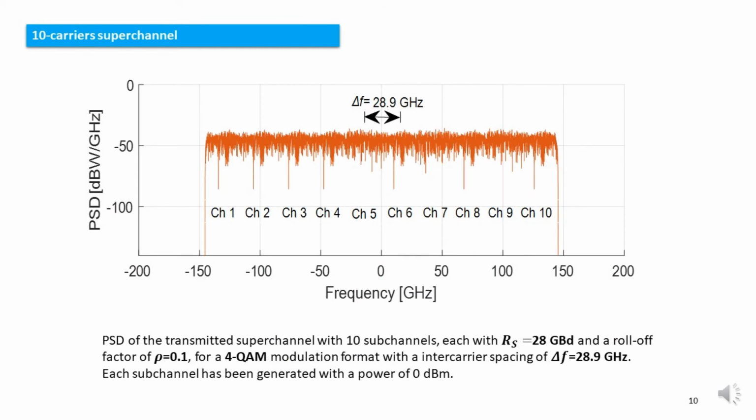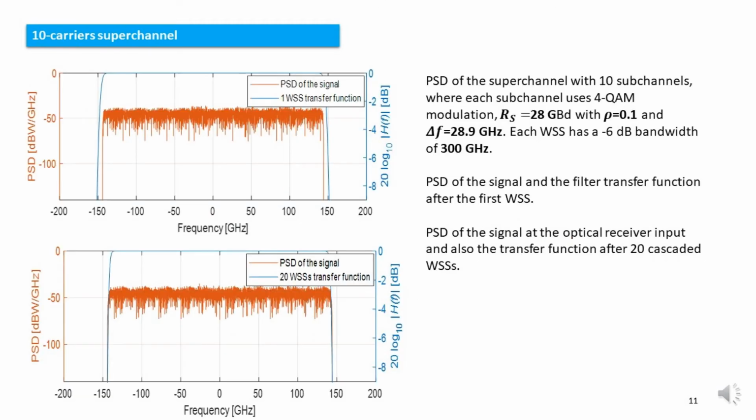In the figure, we can see the spectrum of a superchannel with 10 subchannels. The symbol rate is 28 gigabaud and the roll-off factor is 0.1. The intercarrier spacing is 28.9 GHz. In the top figure, we see in red the spectrum of the superchannel after the first WSS filter. The blue line represents the transfer function of the first WSS filter.